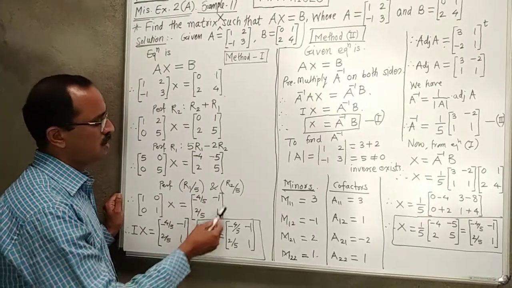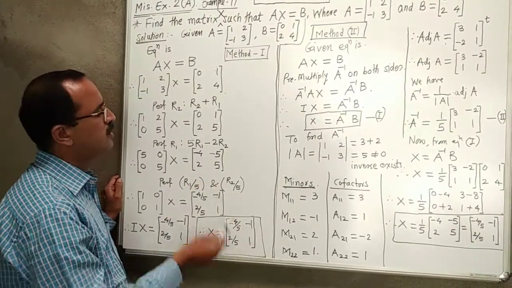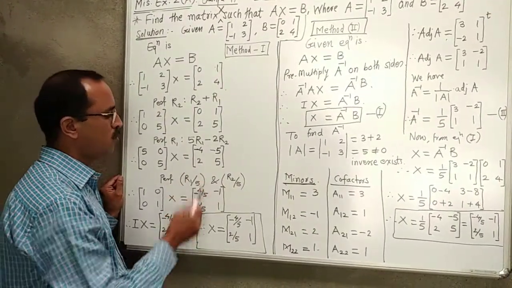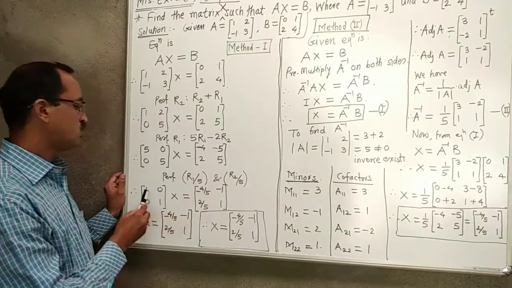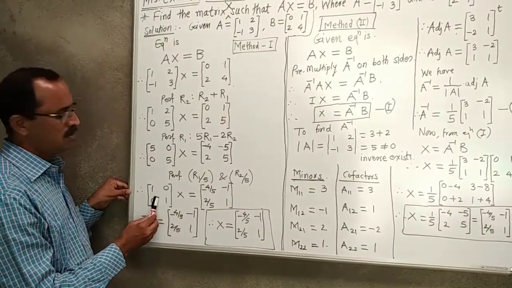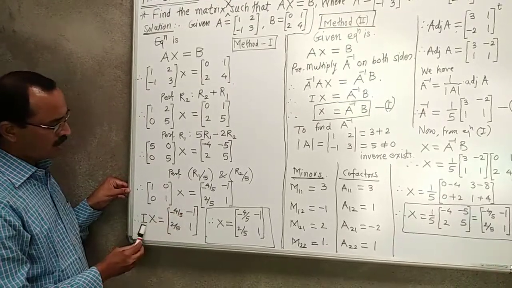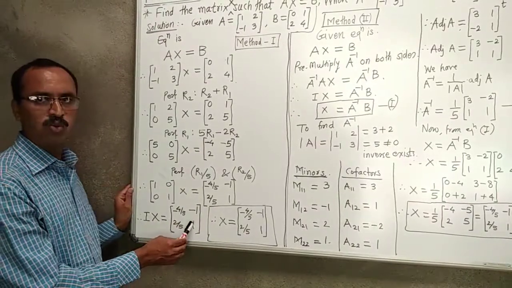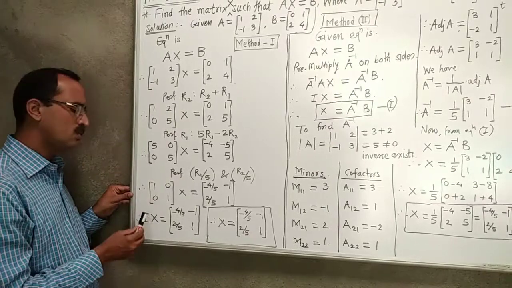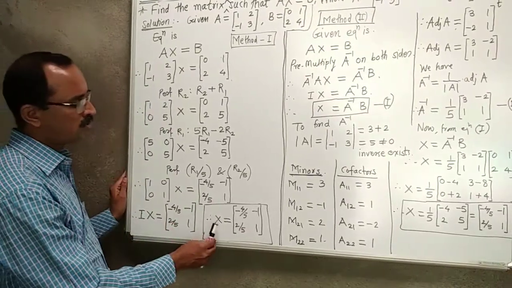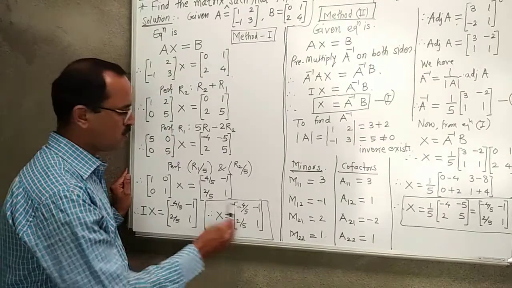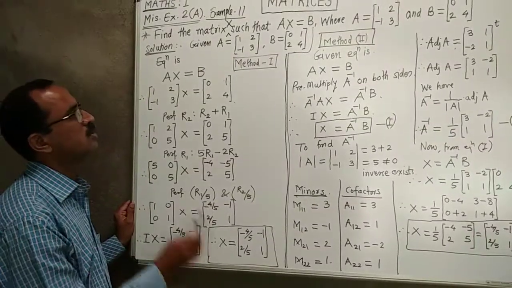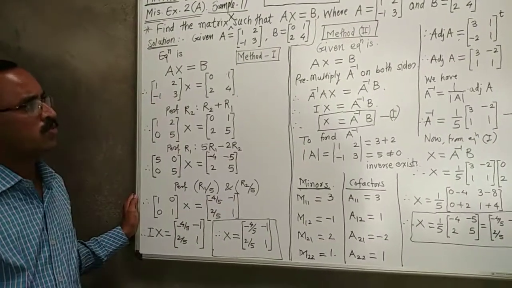Same transformation is in the right hand side. So minus 4 upon 5, minus 5 upon 5 that is minus 1, 2 upon 5, here 5 upon 5 means plus 1. So this is the identity matrix. So I into x is equal to minus 4 upon 5, minus 1, 2 upon 5, 1. That means I into x means we get matrix x. Therefore the resultant matrix x is equal to minus 4 upon 5, minus 1, 2 upon 5, 1. So this is the answer, the solution of this example.